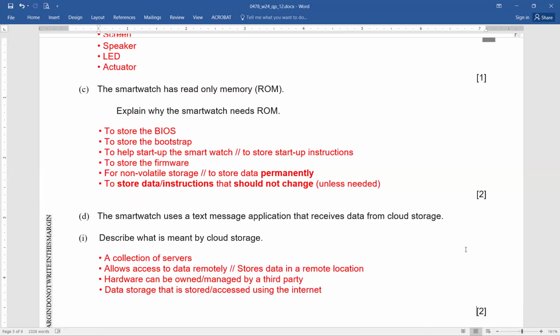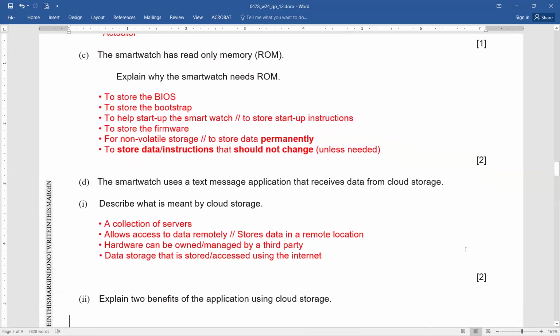The options mentioned here are actually 4 points, but out of these 4, they will be expecting you to write 2 very valid points, and that is why I've said if you write a collection of remote servers that can be accessed using the internet, that is going to be considered a very good answer. Explain two benefits of the application using cloud storage.